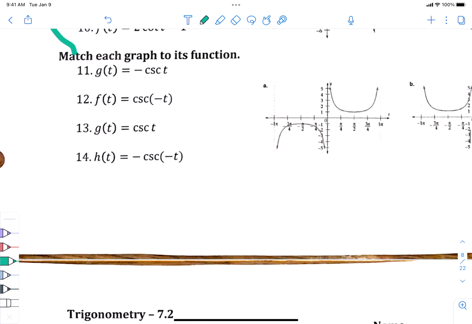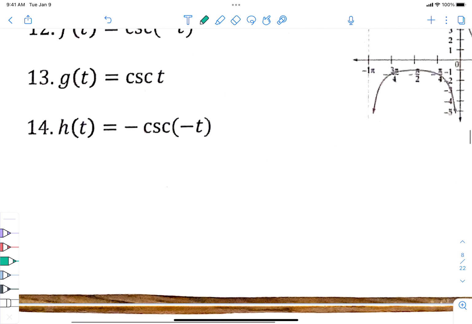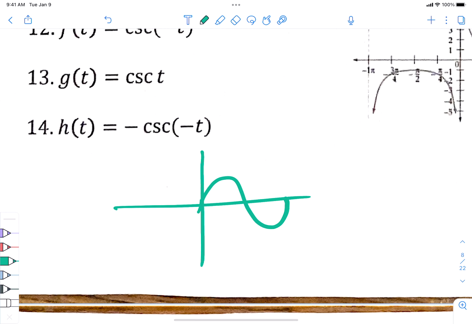Like on 14, what does the negative inside do? It flips it this way. The other one flips it that way. It depends on what it looks like to start with. Cosecant is the opposite of sine, right? So sine does this, or like this on the other side. So cosecant does this and this and this and this.